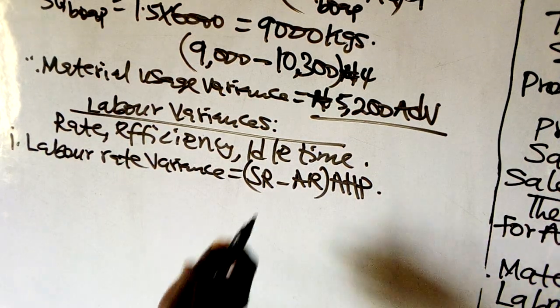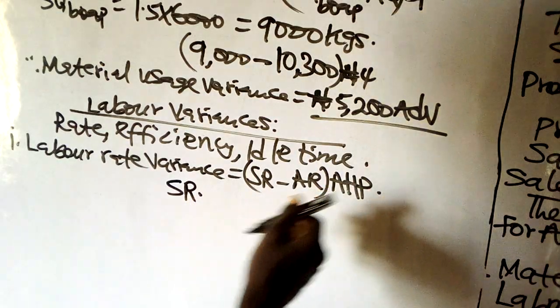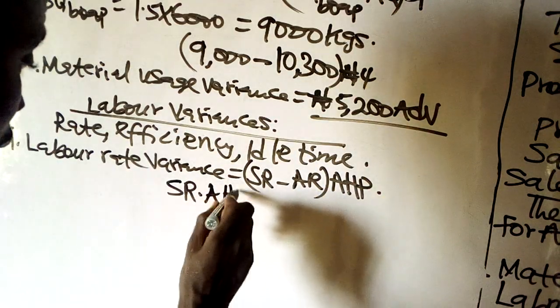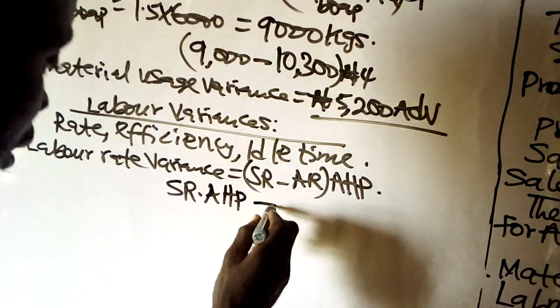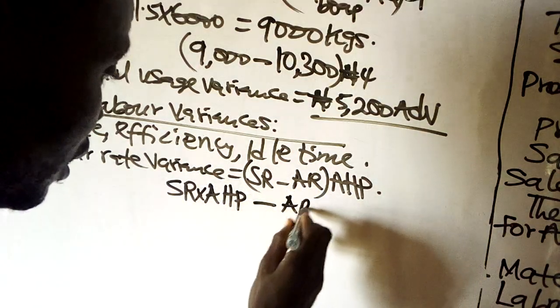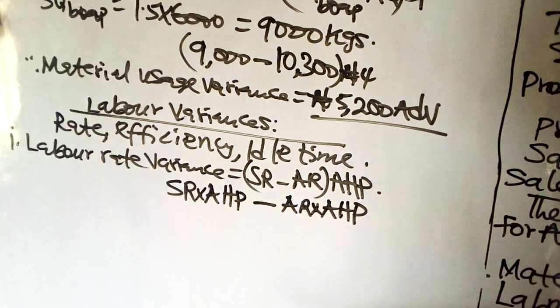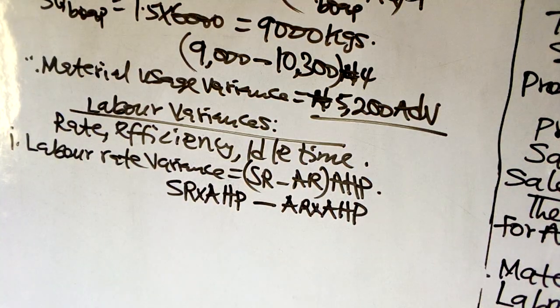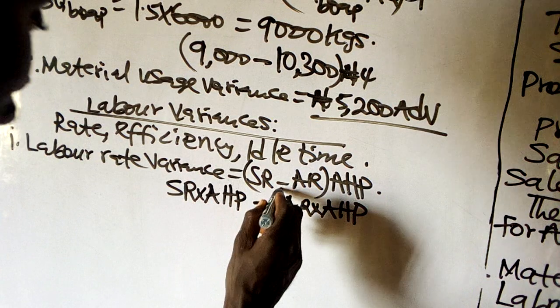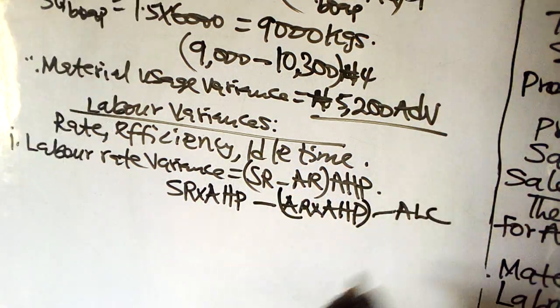So we have standard rate times actual hours paid for, minus actual rate times actual hours paid for. I want you to know that the actual rate times actual hours paid for is the same as actual labor cost.